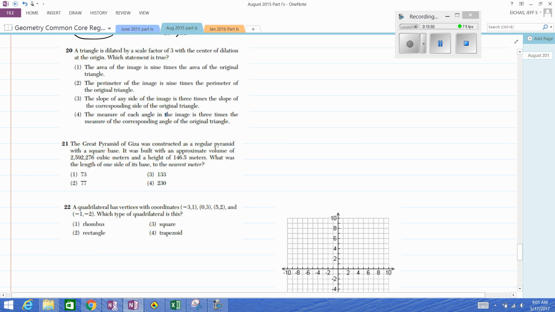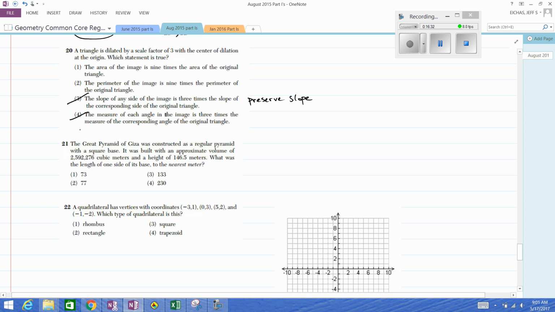All right, a triangle is dilated by a scale factor of 3 with a center of dilation at the origin. Which statement is true? Okay. Let's jump to this one. The slope. Remember, dilations preserve slope, so we cannot triple the slope. That's definitely not going to work. Dilations preserve slope. So does a translation. So you've got to make sure you understand those concepts. Measure of each angle? No. When you dilate, you're going to get corresponding angles congruent. So that's no good.